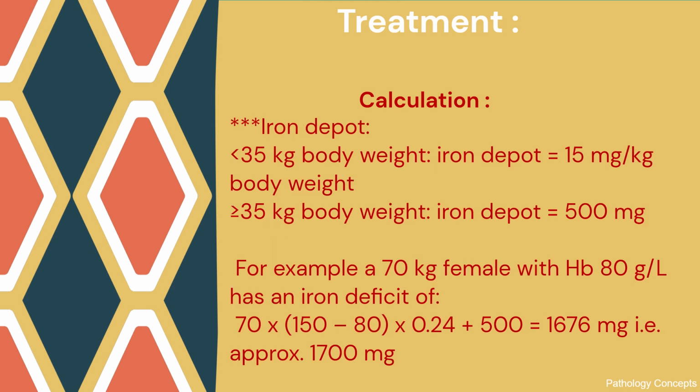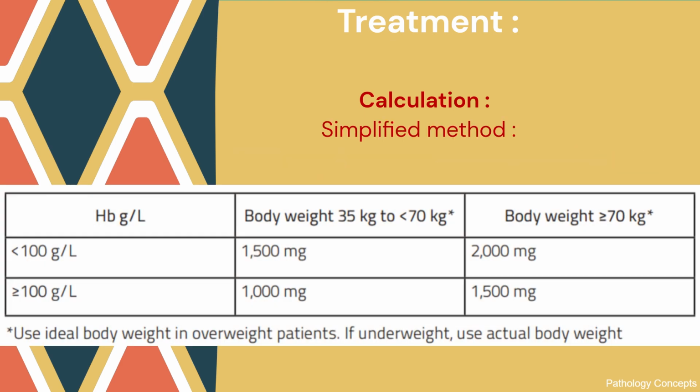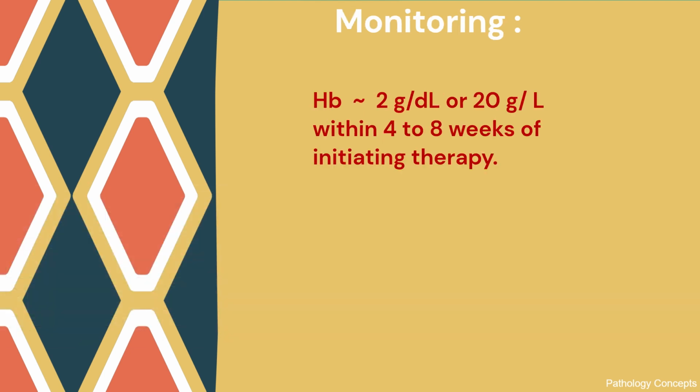For example, a 70 kg female with hemoglobin 80 gram per liter has an iron deficit of 70 into 150 minus 80 into 0.24 plus 500, which is equal to 1676 milligram, approximately 1700 milligram. The simplified method: the following table can be used for estimation of the cumulative amount of iron required to replete the body iron stores.